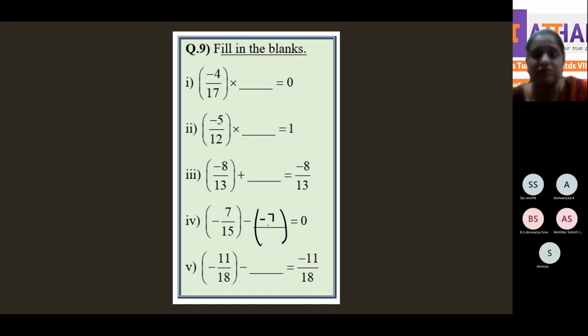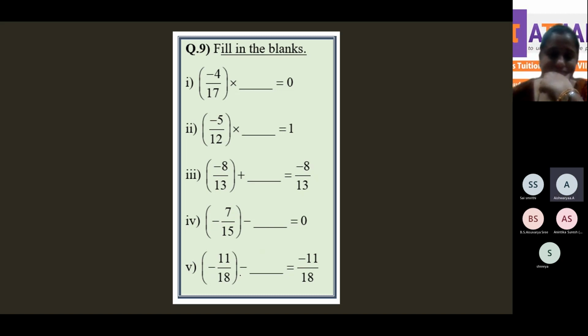Minus 7 by 15 is the correct answer, because this is minus 7 by 15. Minus into minus is plus 7 by 15. Minus 7 by 15 plus 7 by 15 is 0. Next one. Anybody can answer that? Ma'am, minus 11 by 18 minus 0 is equal to minus 11 by 18. Very good. Same.